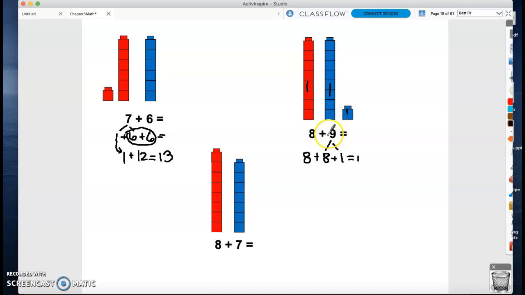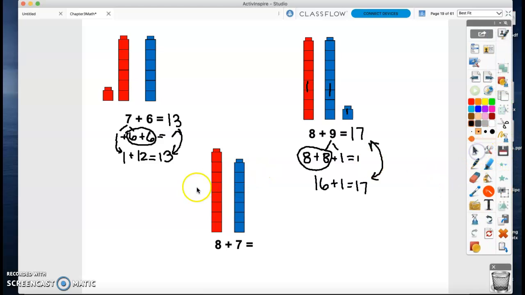So I see that I have a doubles fact, 8 plus 8. I know that 8 plus 8 is 16 plus 1 more equals 17. So 8 plus 9 is 17. And I forgot to write that over here. 7 plus 6 would be 13. Our same answer. All right, our very last one says 8 plus 7.